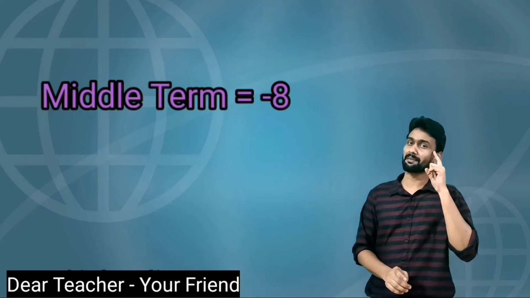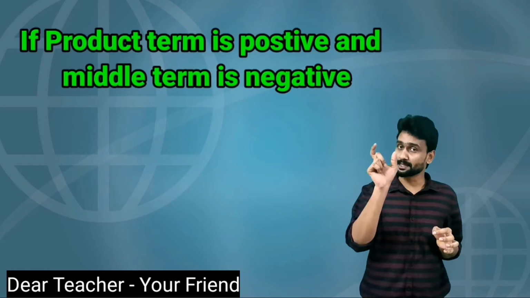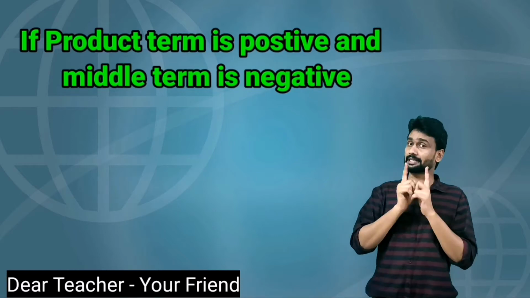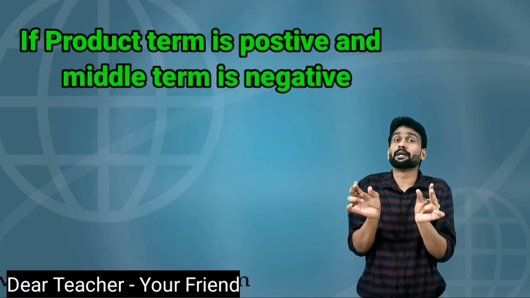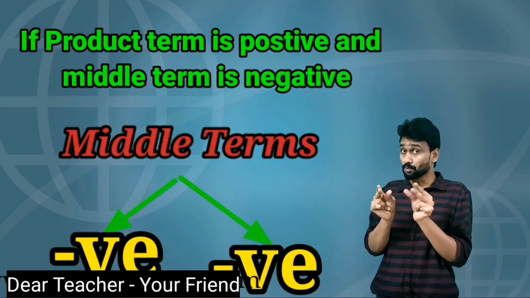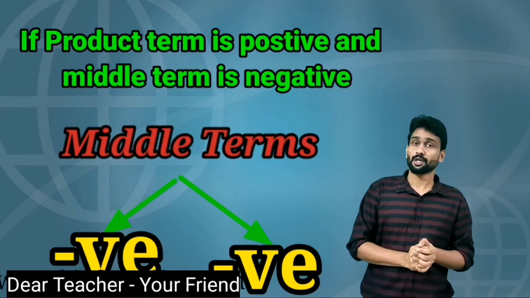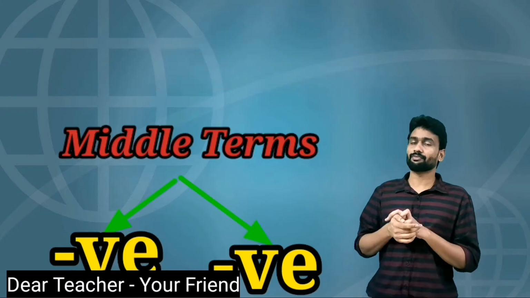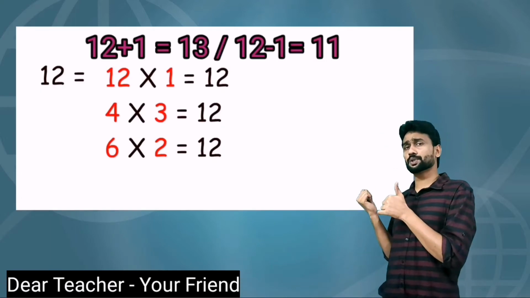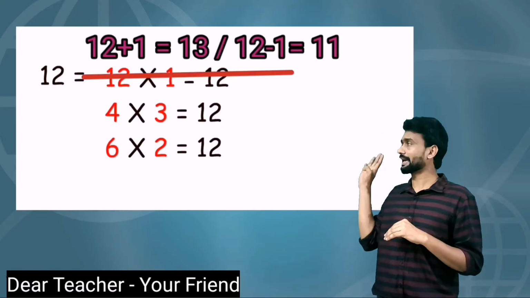You have to keep in mind one thing. The product term is positive and the middle term is negative, then both splitter terms will be negative. So now 12 and 1: while adding or subtracting, is there any chance to get 8? No chance, so we can cancel that.